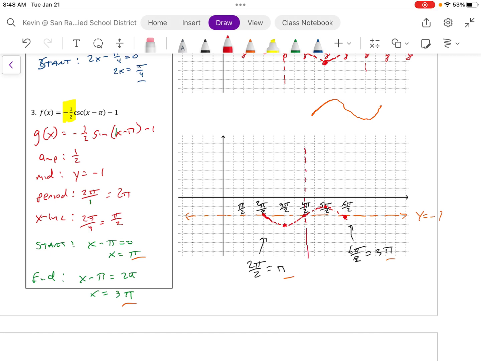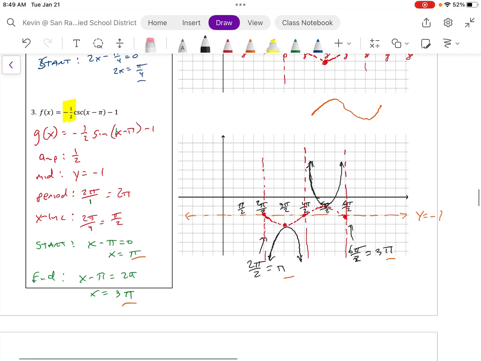Now we go in and draw our asymptotes wherever our graph crosses the midline, not the x-axis, the midline. And then again, we come in and we draw from the min. We draw this parabola down. We draw this parabola up. And what I have drawn in black here, make it darker, that indeed is the graph of f of x.